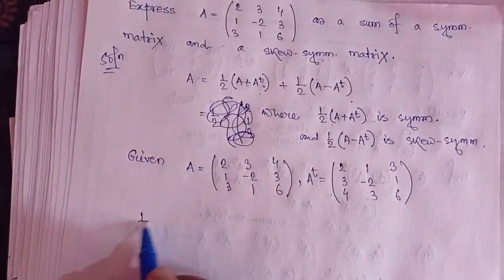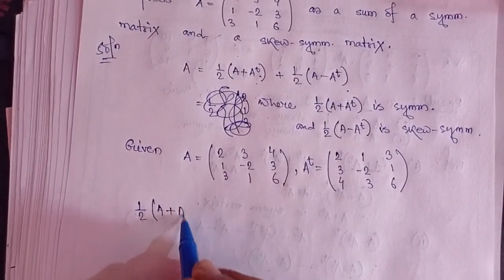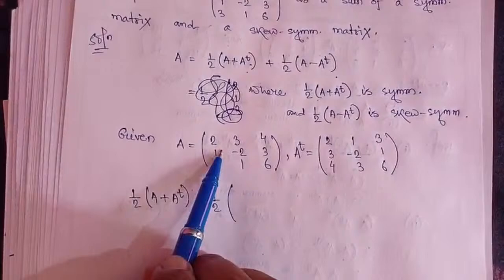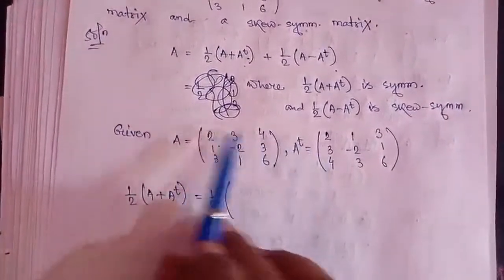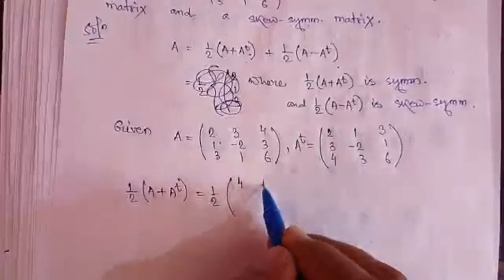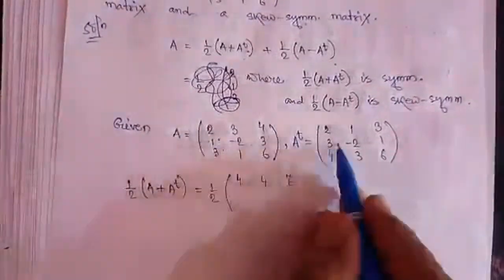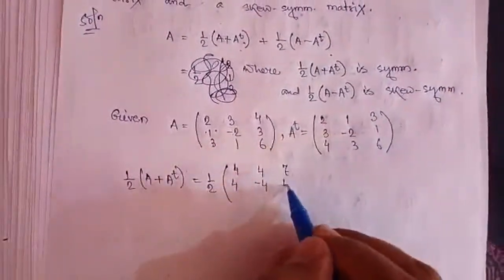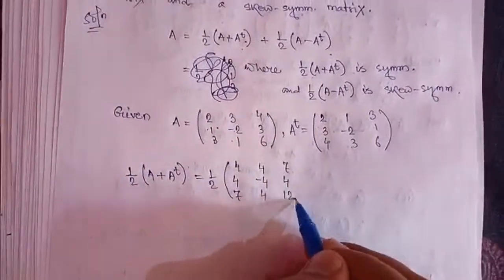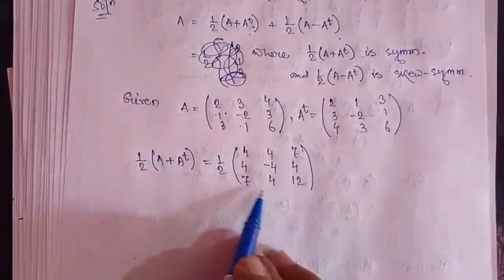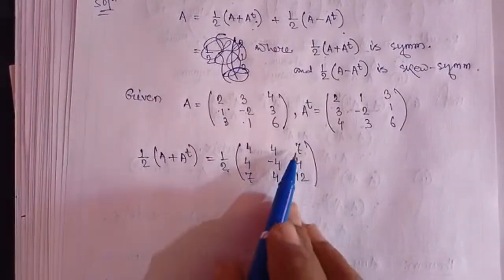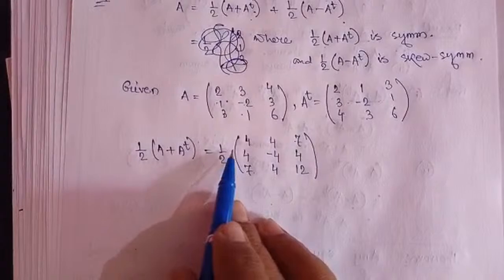So half of A plus Aᵀ, directly I am doing A plus Aᵀ. If we add these two matrices, then 2 plus 2 is 4, 3 plus 1 is 4, 4 plus 3 is 7, 1 plus 3 is 4, minus 2 plus minus 2 means minus 4, 3 plus 1 is 4, 3 plus 4 is 7, 1 plus 3 is 4, 6 plus 6 is 12. So this is the symmetric matrix. Here we can divide by 2 if all the entries can be divided by 2, but here 7 cannot be divided by 2, so keep half outside of the matrix.